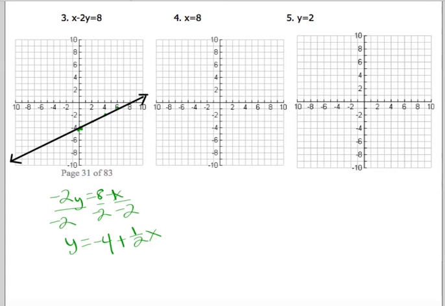The next 2 are special cases. So for this one here where it says x equals a number, it's going to be a vertical line. All of the x equals a number will be a vertical line, and it will go through the value of 8 on the x-axis. So I'm going to put a couple of points here along where the x value is 8, and then use my straight edge tool here to connect.